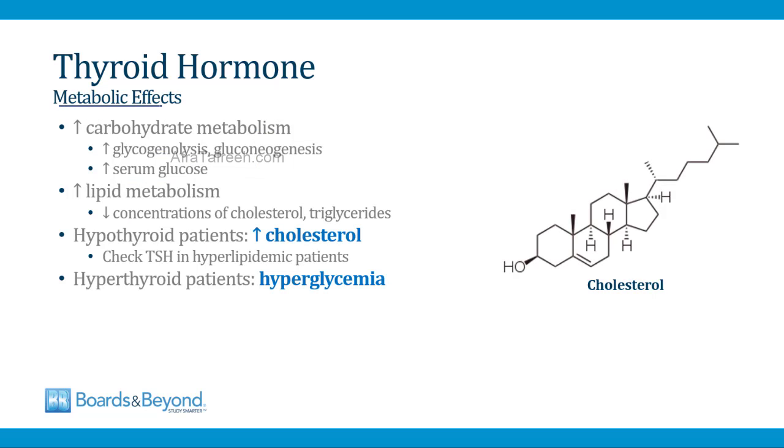In terms of metabolic effects, thyroid hormones increase carbohydrate metabolism. And what I mean by this is that they increase the rate of glycogen breakdown in the liver. This is glycogenolysis. They also increase the production of glucose from the liver through gluconeogenesis. So because of both of these effects, thyroid hormones raise the serum glucose. That's a normal effect of thyroid hormones.